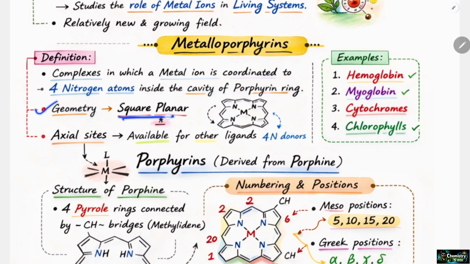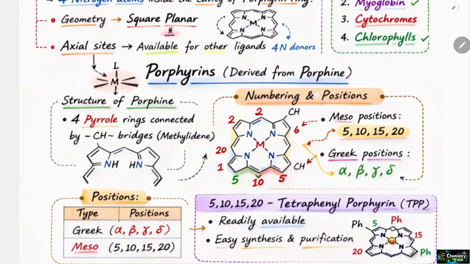Geometry is square planar basically, and the axial site of a metalloporphyrin is available for other ligands to come, because 4 nitrogens will occupy the 4 square planar positions. Examples are hemoglobin, myoglobin, cytochromes and chlorophyll.